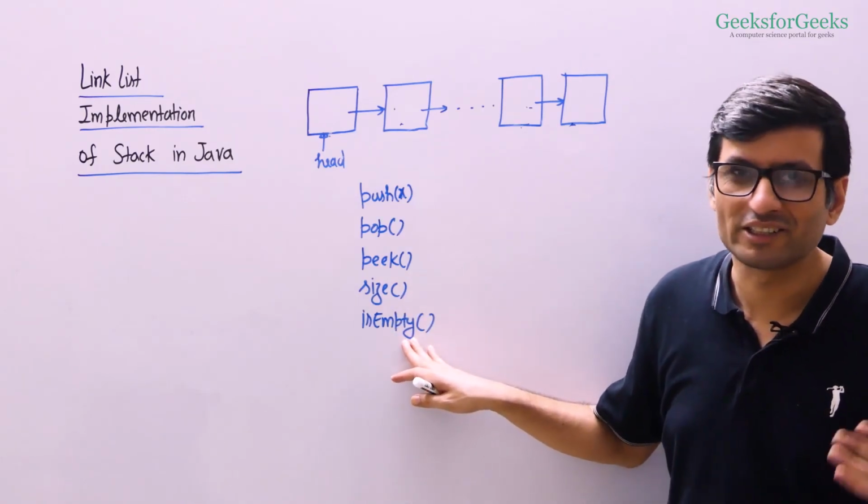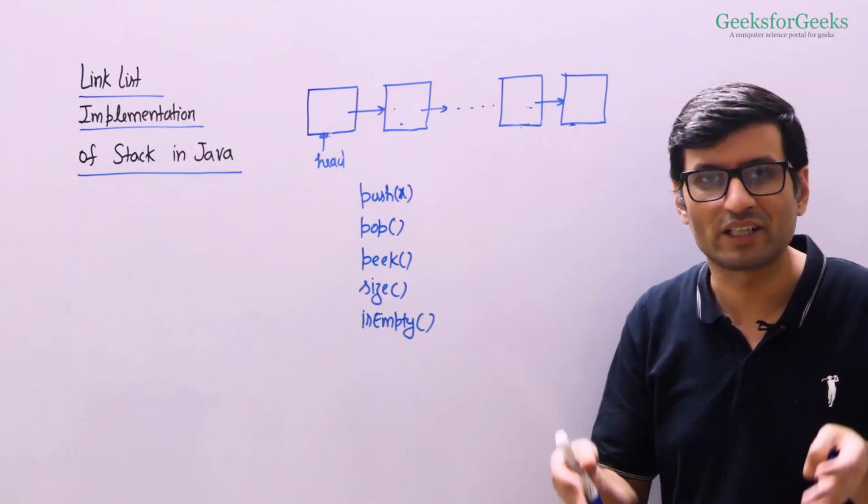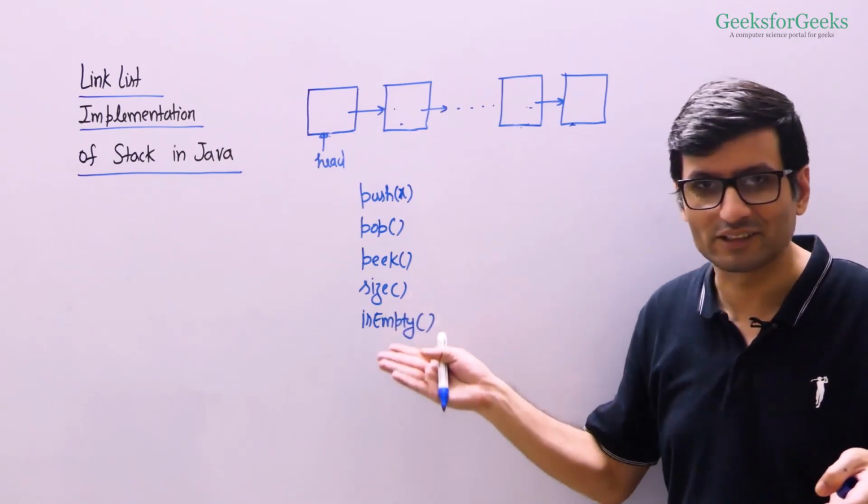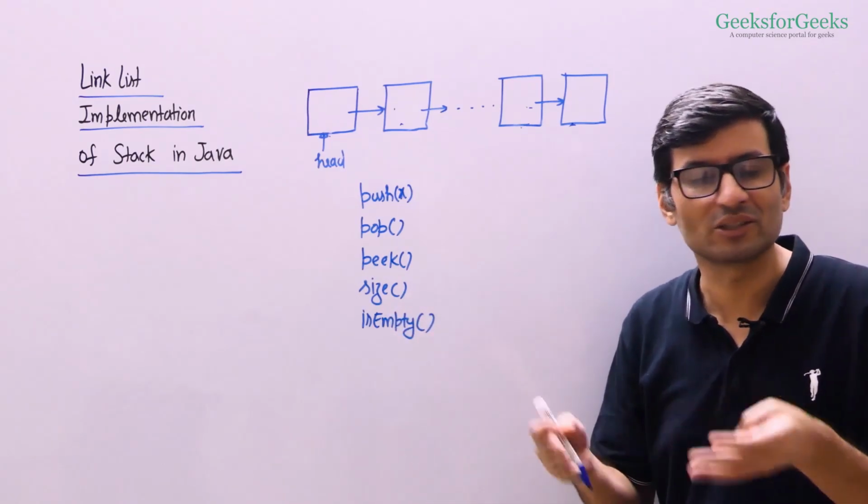IsEmpty can be done easily in big O of 1 time. You need to check whether head is null or not. And you also have size. So you can also check whether size is 0 or not.